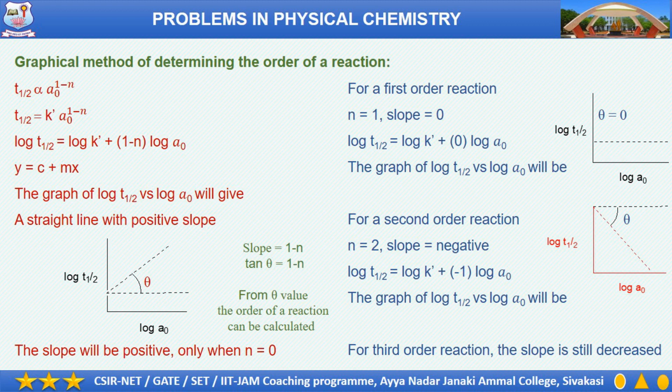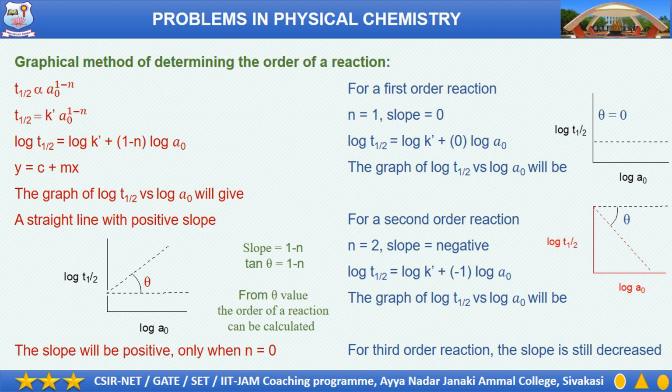Put n is equal to 2, and the slope will change into negative. Therefore, for a second order reaction, you will have a straight line equation, with x equal to log of A naught. This is for first order. This is for second order. For n is equal to 3, the slope decreases further, so the steepness increases, and it keeps increasing for n is equal to 4 and so on.